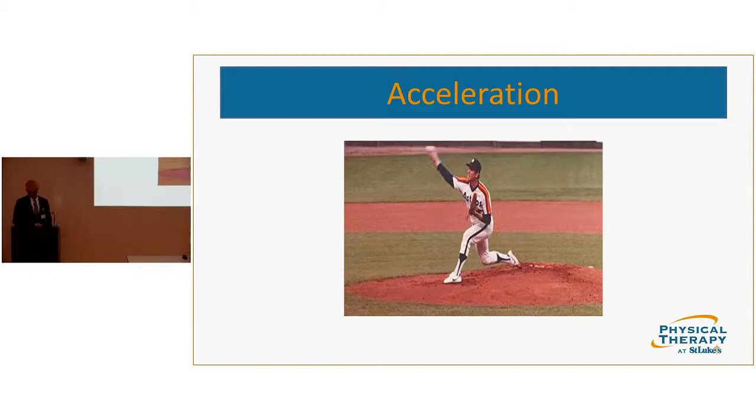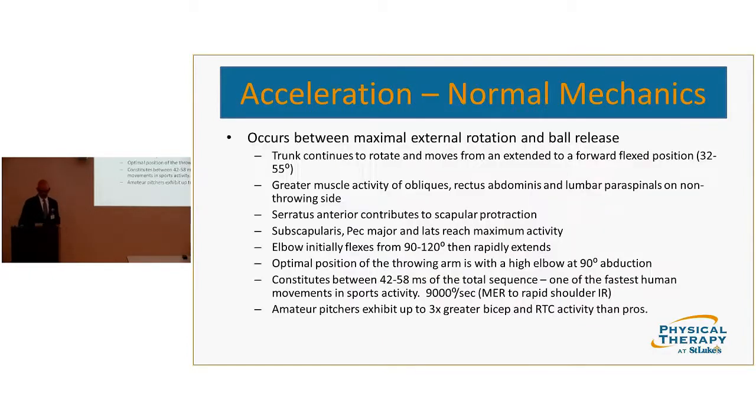Acceleration. So this occurs between maximum external rotation and ball release. So this is the other part where the magic starts to happen. The trunk continues to rotate and moves from an extended to a forward flex position. So now that center of gravity is really starting to go forward. Greater muscle activity of the obliques, rectus, lumbar paraspinals on the non-throwing side to give them that stability. Serratus contributes to scapular protraction.